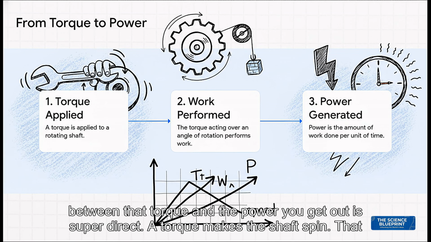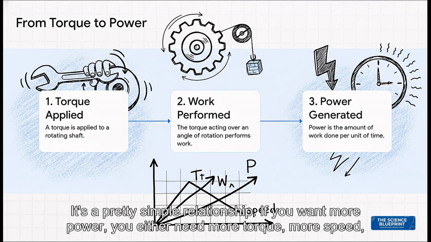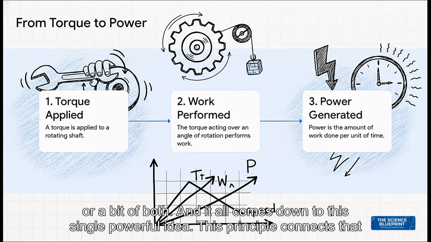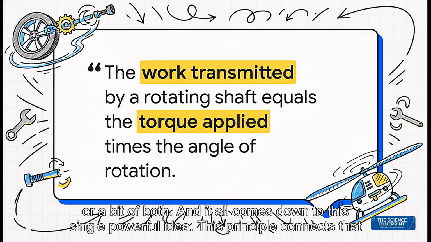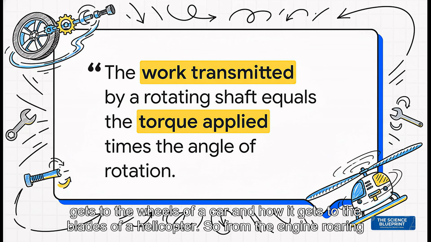And the link between that torque and the power you get out is super direct. A torque makes the shaft spin. That spinning motion performs work. And the rate at which that work is done, that's what we call power. It's a pretty simple relationship. If you want more power, you either need more torque, more speed, or a bit of both. And it all comes down to this single powerful idea. This principle connects that twisting force directly to the useful power a machine can produce. It's how an engine's grunt gets to the wheels of a car and how it gets to the blades of a helicopter.